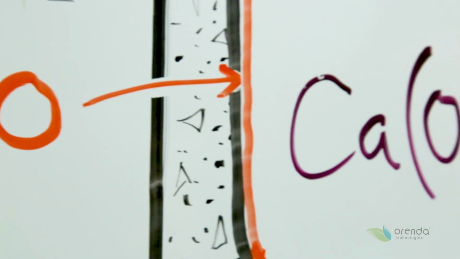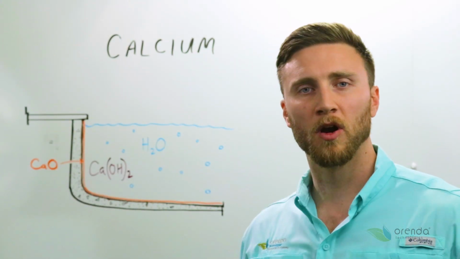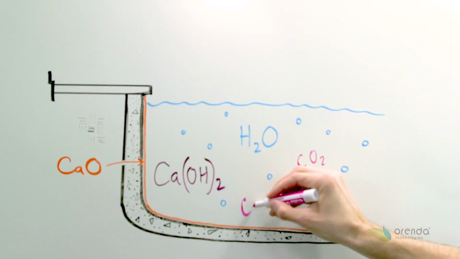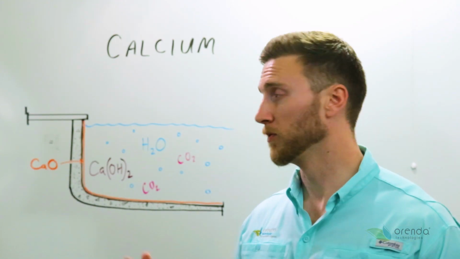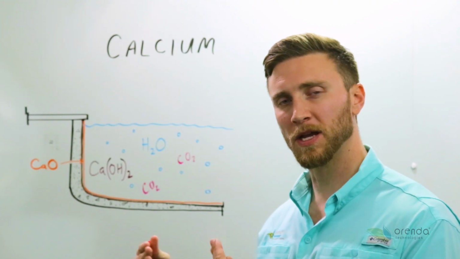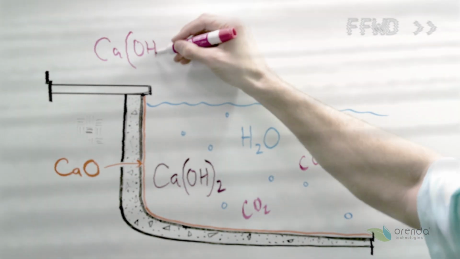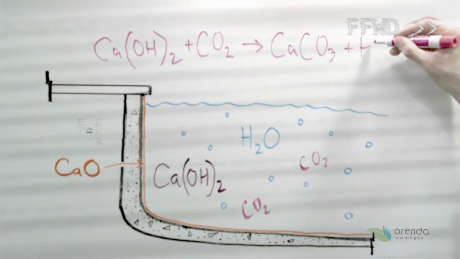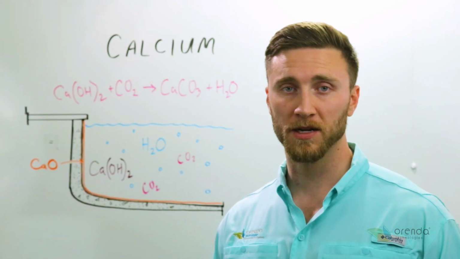But then it gets a little bit more complicated because inside the water, there is dissolved carbon dioxide naturally. So you've got this little CO2 and CO2 all around inside this water. When calcium hydroxide bleeds into the water with CO2, it carbonates. And what that means is it becomes calcium carbonate, and the reaction looks like this: calcium hydroxide plus carbon dioxide yields calcium carbonate and water. Calcium carbonate is the most common form of calcium that people find in their pools.